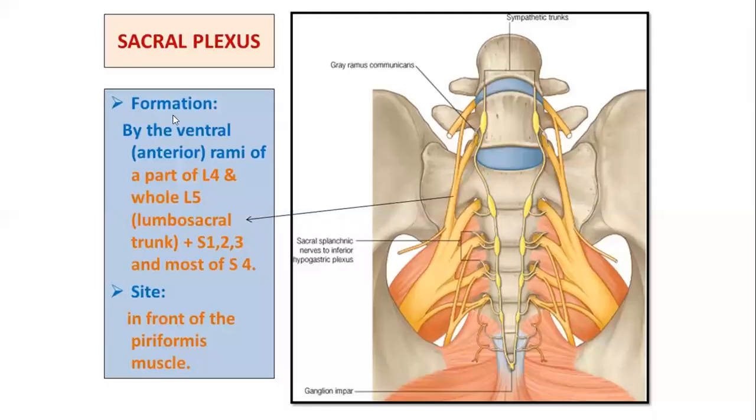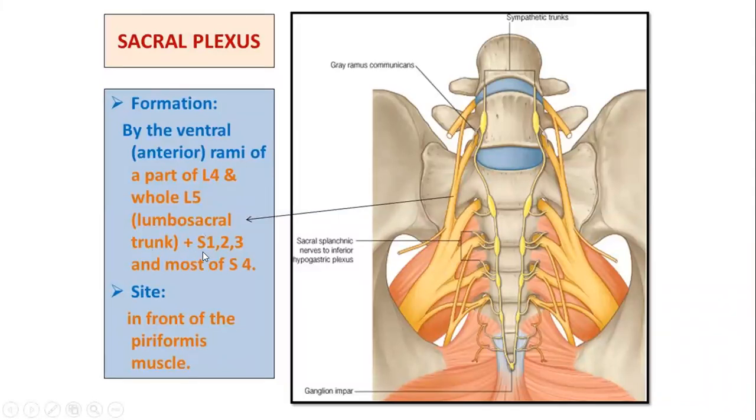Sacral plexus formation, how is it formed? What spinal nerves participate to form this plexus? As the name is indicating, this plexus is primarily formed by the ventral rami of the sacral spinal nerves, along with contribution from L4 and L5, a part of L4, and complete contribution from L5 as lumbosacral trunk.